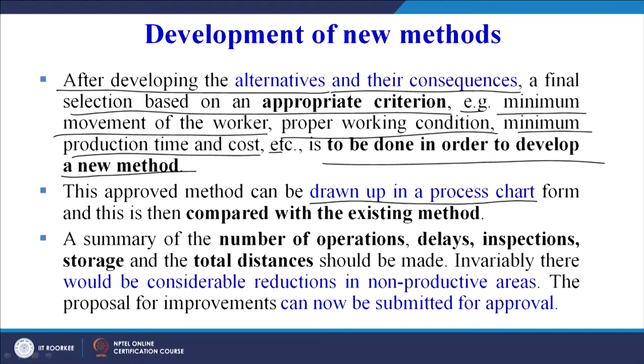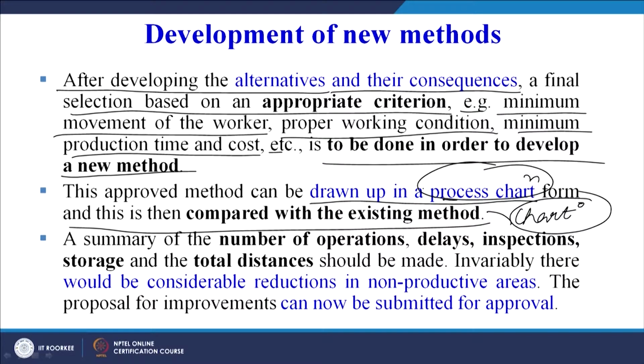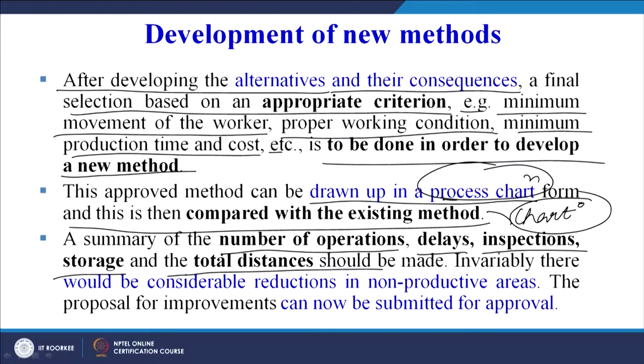This approved method can be drawn up in a process chart, and this is then compared with the existing method. So we have a chart for the existing method, which we can say old, and a process chart for the new method, and the old and the new process charts can be compared. As I have been highlighting a number of times, a summary of the number of operations, delays, inspections, storage, and the total distances must be made. Invariably there would be considerable reduction in the non-productive areas. The proposal for improvement can now be submitted for approval.